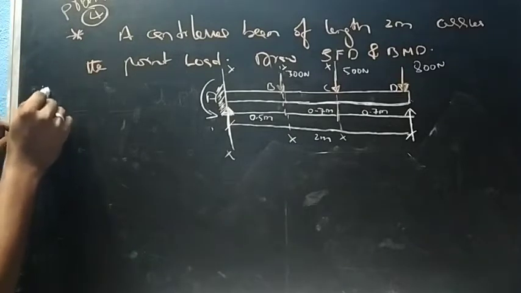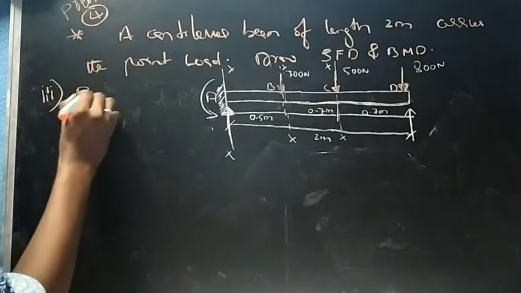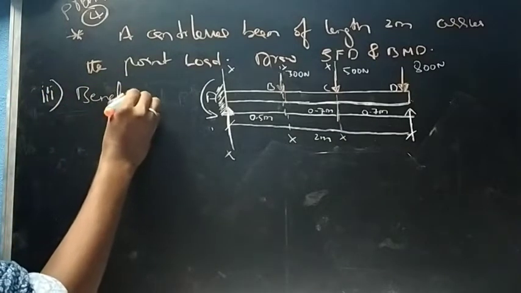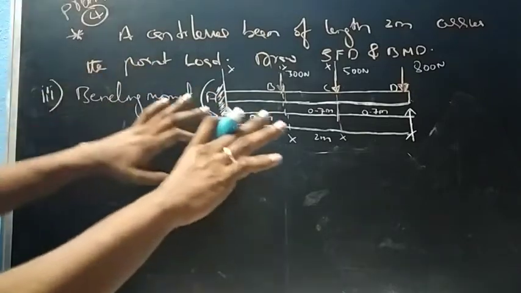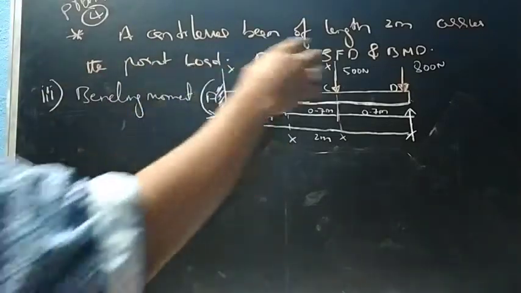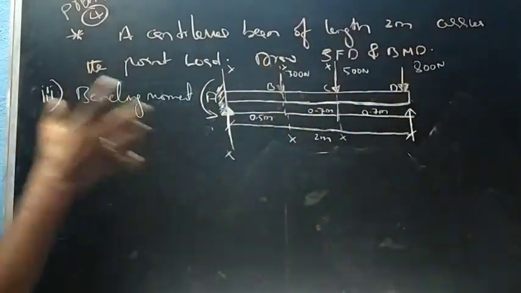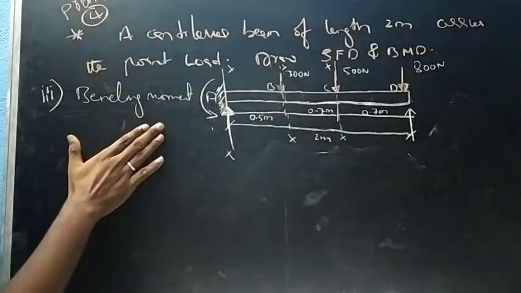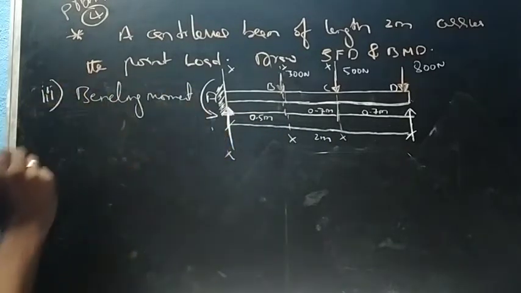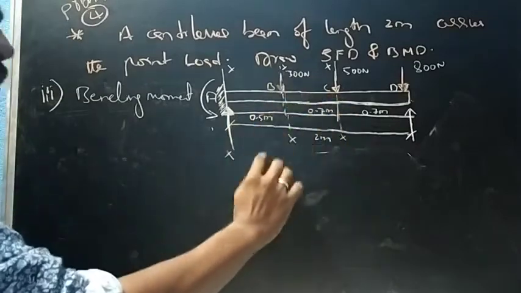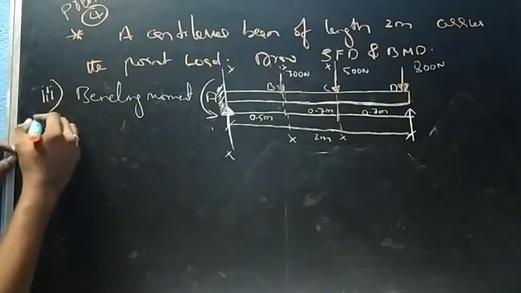So step number 3, bending moment. So totally whenever we are doing problems on shear force and bending moment, we have 4 steps. First step is to find out support reaction, second step is shear force, and third step is bending moment, and the fourth step is to draw shear force and bending moment diagram. Right, clear? So no other steps.